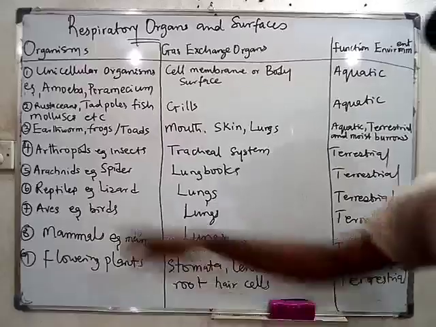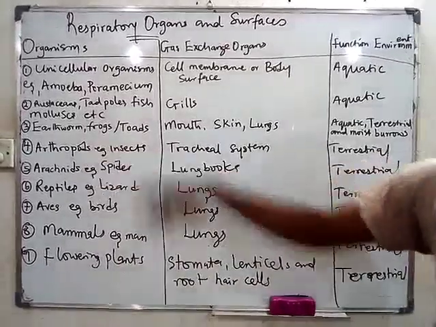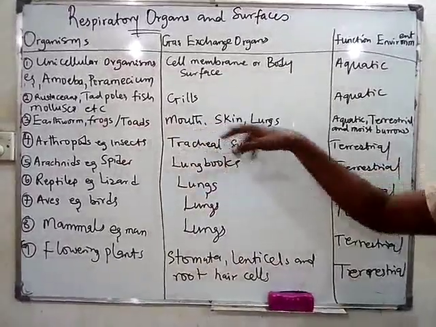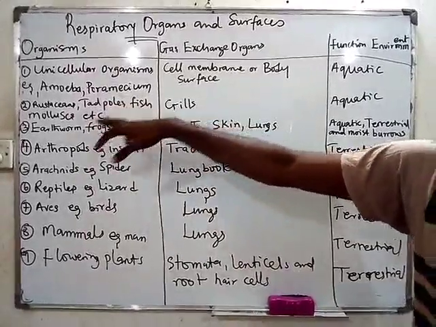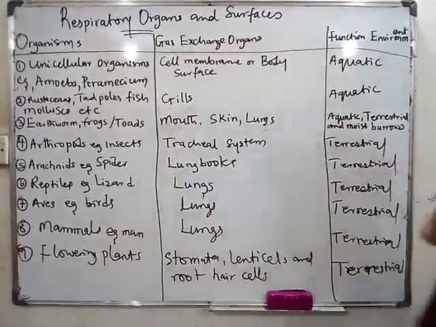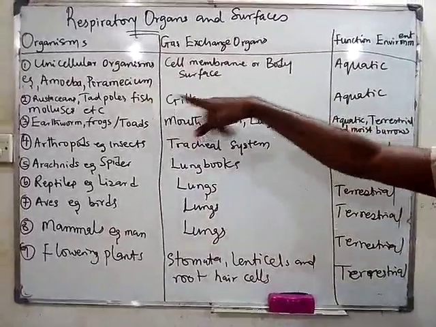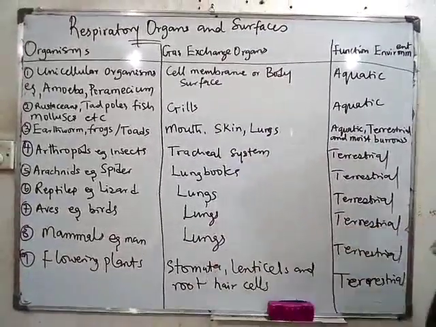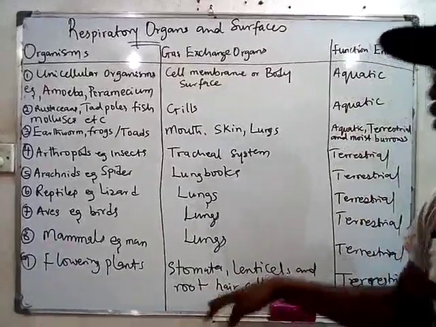Reptiles use lungs. Birds use lungs. Mammals like man use lungs. Arthropods like insects use the tracheal system. Earthworm, frogs, and toads use mouth, skin, and lungs. Tadpoles, fishes, mollusks, crustaceans, all those sea animals, they use gills. You understand? Sea animals mostly use gills. Unicellular organisms like amoeba and paramecium use cell membrane or body surface. Mammals like human beings use lungs. Flowering plants use stomata, lenticels, and root hair cells.